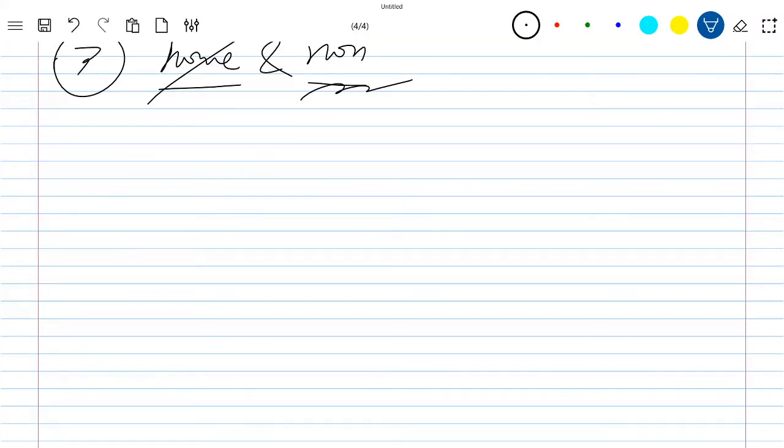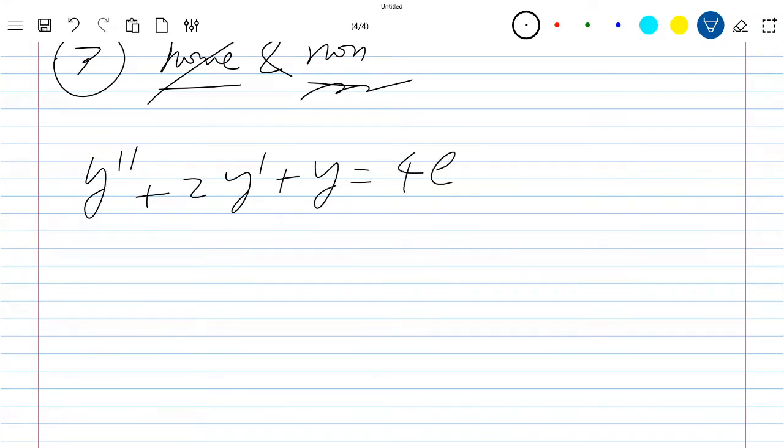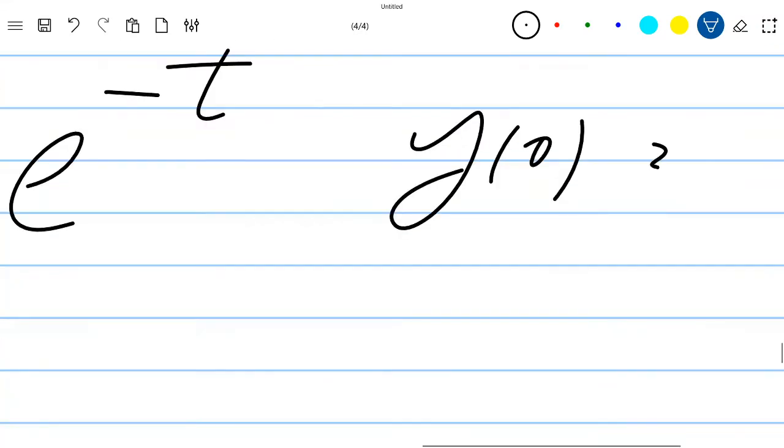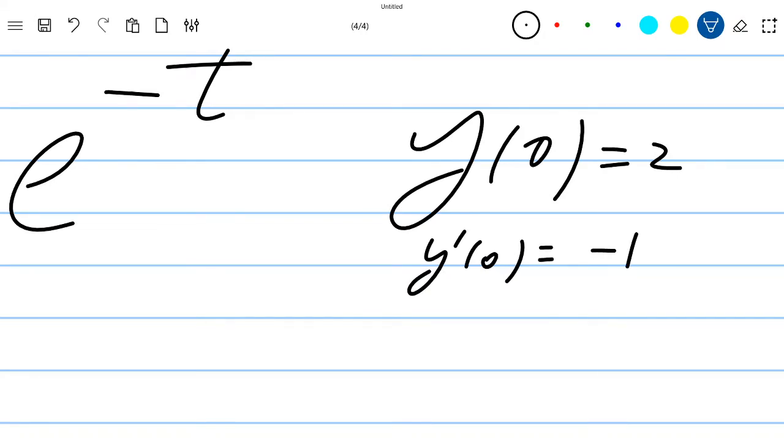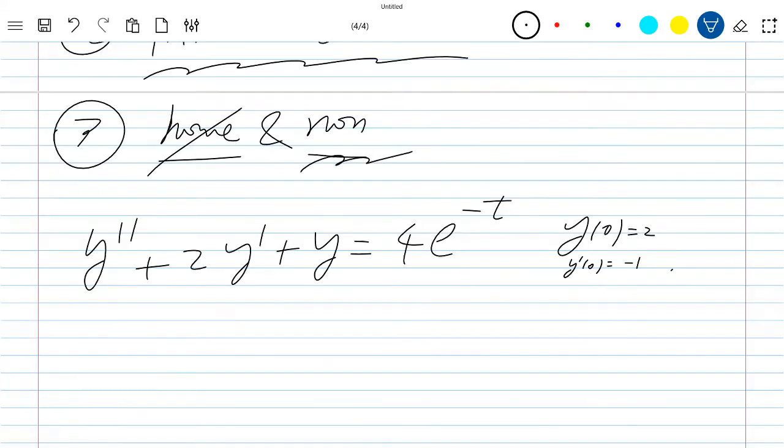Okay, and let's just do more examples. Say y double prime plus 2y prime plus y equals 4t e to the negative t, and y(0) equals 2, y prime(0) equals negative 1. Alright, let's solve this equation.